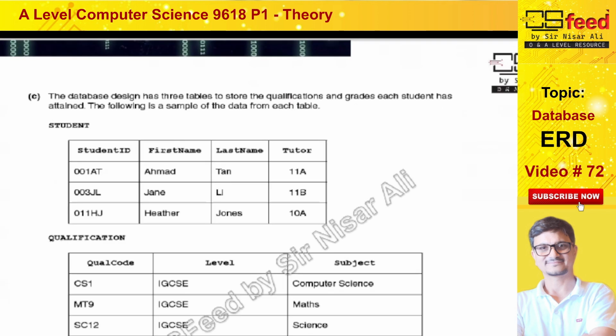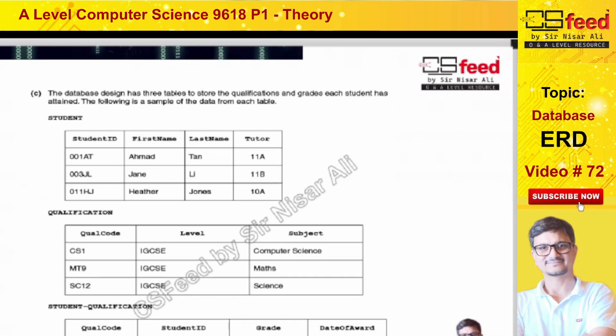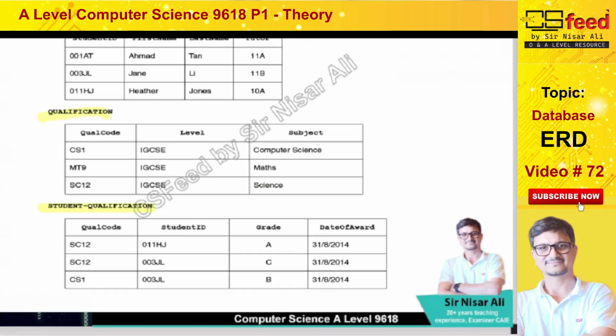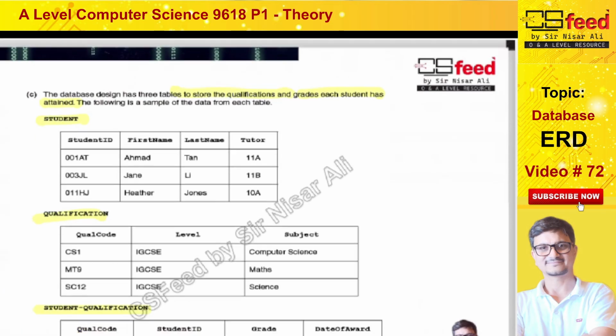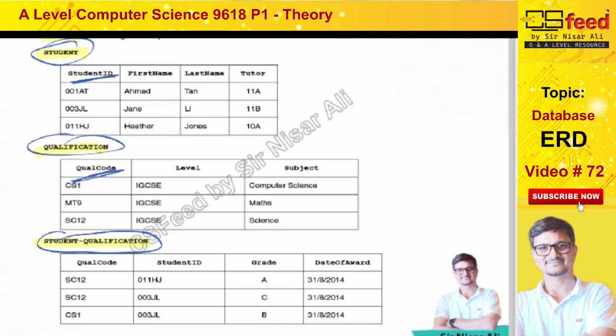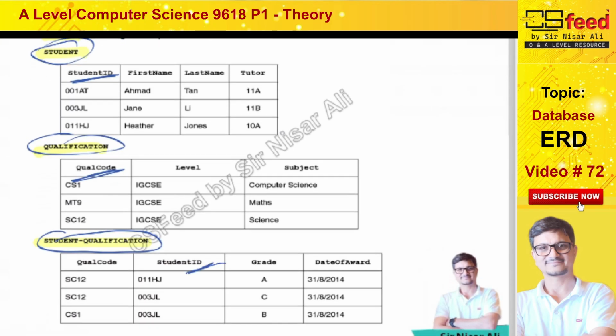Now the next question is that the database design has 3 tables to store the qualification and grades each student has attained. So we have student, qualification and student qualification. Again, in this question we have 3 tables. One is student, the other is qualification, and the other is student qualification. And this is the primary key, this is the primary key, and you can see here the student key and the qual code. So the primary key, the primary key, and here the foreign key, the foreign key.